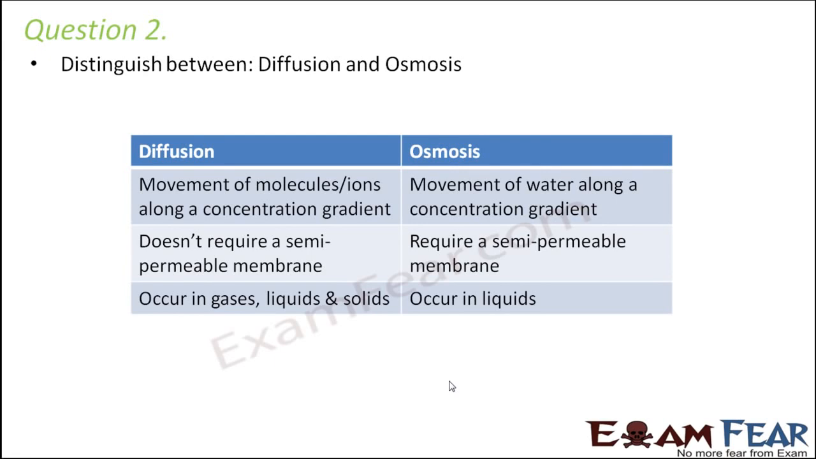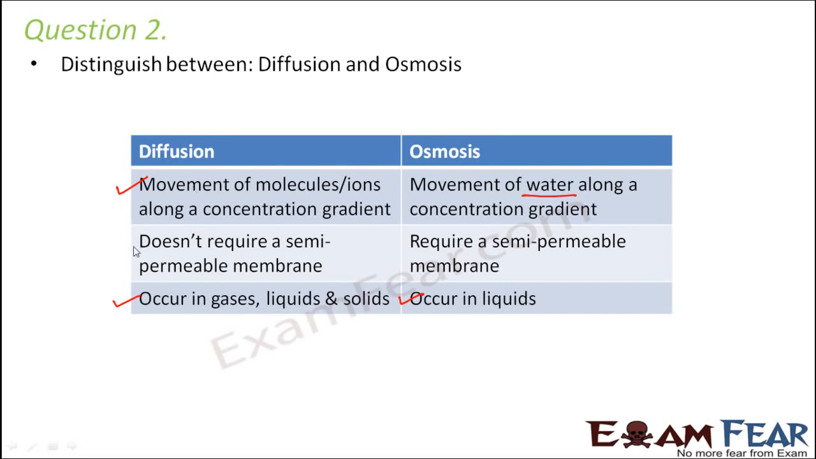Distinguish between diffusion and osmosis. As I mentioned before, osmosis is nothing but a type of diffusion. So diffusion is movement of molecules and ions along a concentration gradient, so from high concentration towards low concentration. And osmosis is movement of water along a concentration gradient. When I talk about diffusion, it can happen in gases, liquids as well as solids. But osmosis is only about liquids, mostly water.